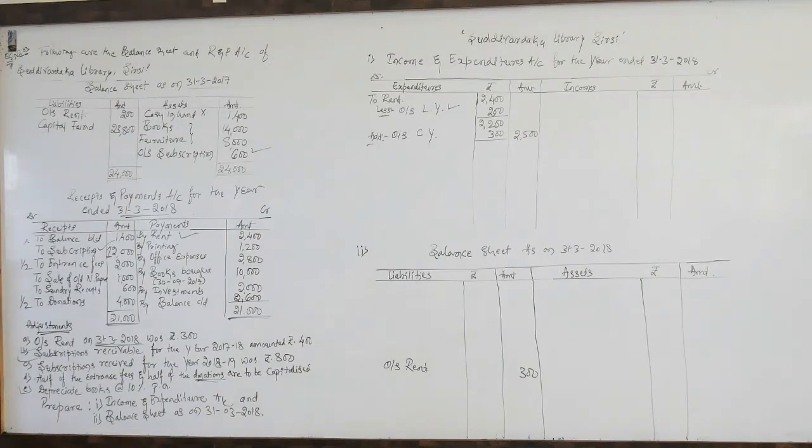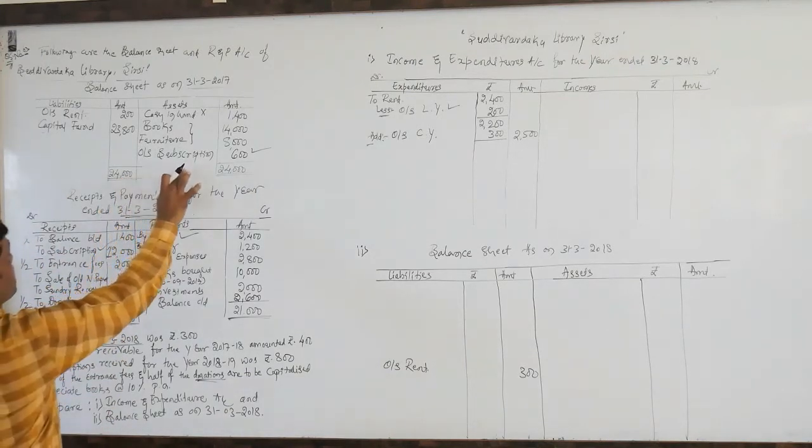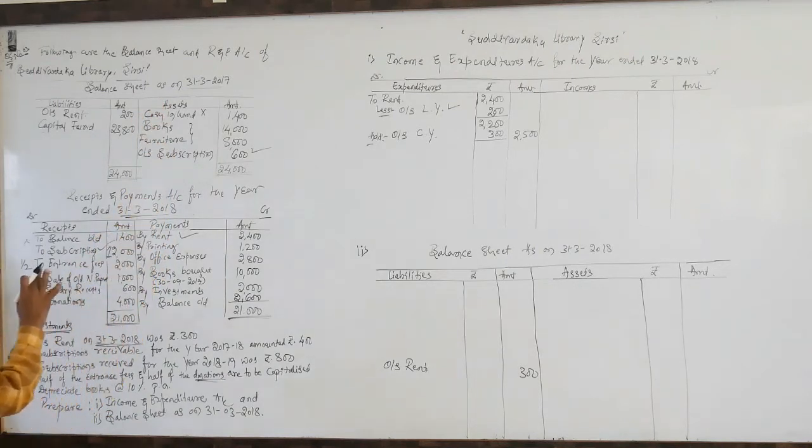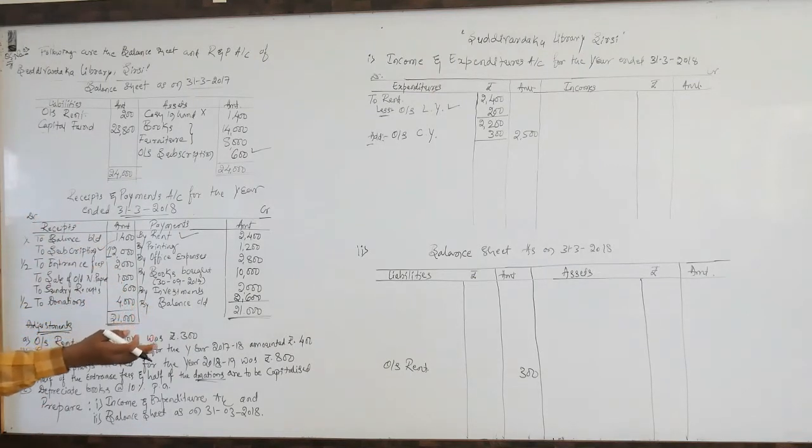Okay. Look here, second adjustment, subscription. So this subscription and this subscription, receipt side subscription and asset side subscription. Please observe all the items. One is outstanding subscription for the last year. Then subscription received during the current year. Subscription receivable, subscription received for the next year as an advance.